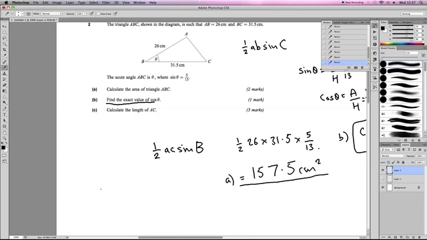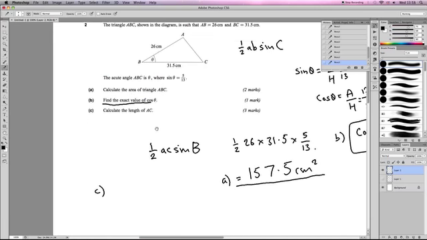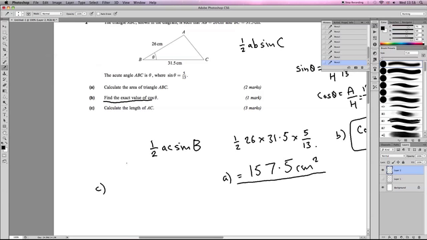Next, part C, calculate length A to C. So this length here. What I'm going to do is use the cosine rule because I think that's the best thing to use. We've only got one angle anyway, so we have to use cosine rule. So remember, cosine rule is, if I call that little b squared, equal to a squared plus c squared. So it looks like Pythagoras, but then it has this extra bit, minus 2ac cos b.